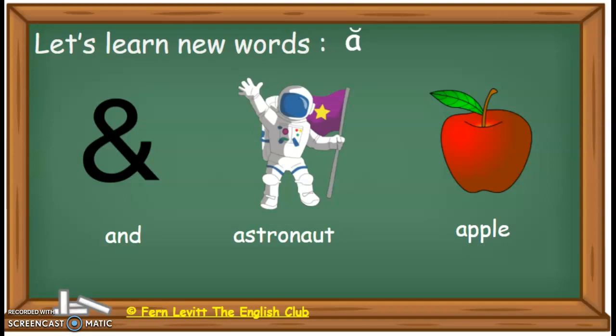Let's hear words with the short sound A, which is a, like in and, or in astronaut, or in apple. A for and, A for astronaut, and A for apple.